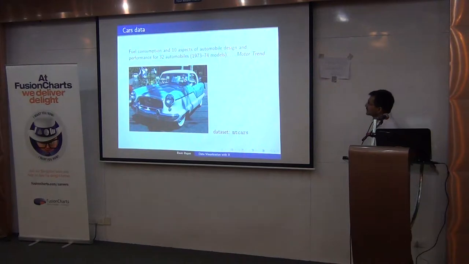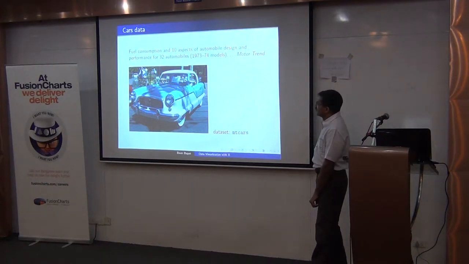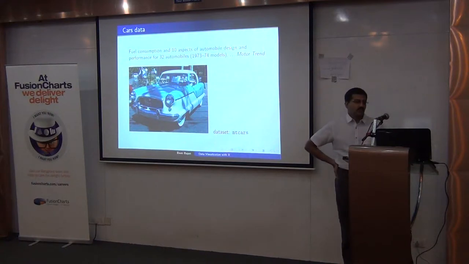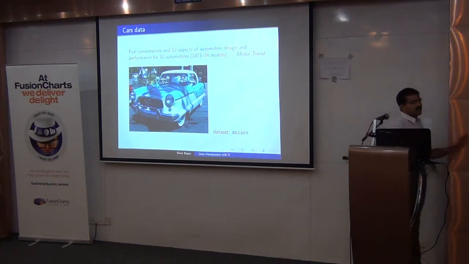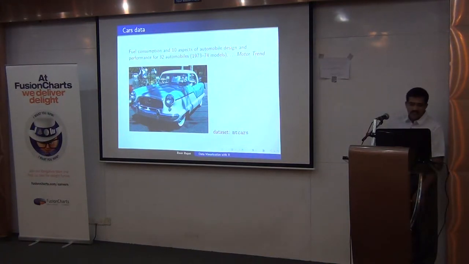Next, let's try to look at a pretty old dataset from 1973-74 models, fuel consumption and 10 aspects of automobile design and performance for 32 different automobiles from the Motor Trend magazine. The dataset is called mtcars. It is again available in R as a standard dataset. Okay, so you can play around with that very easily.